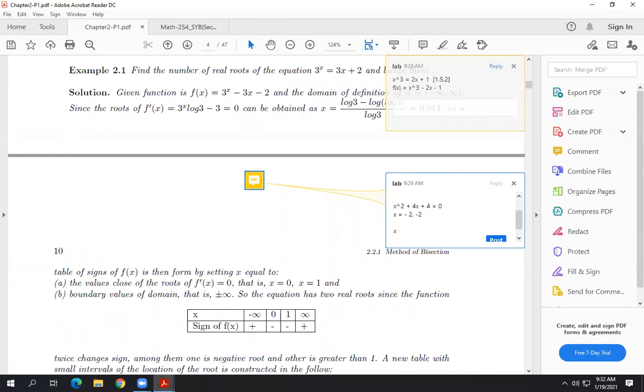Now, x to the power 200 minus 2x plus 1 equal to 0. Is this a nonlinear equation? Yes, because the degree is more than 1. How many roots does it have? 200. Can you tell me whether x equal to 1 is a root or not?